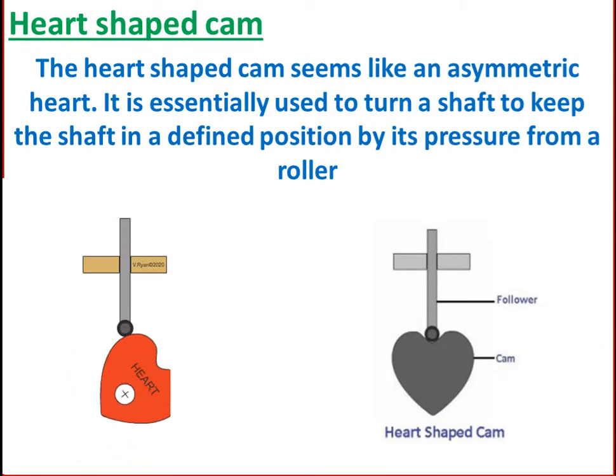Next is heart-shaped cam. The heart-shaped cam looks like an asymmetric heart. It is essentially used to turn a shaft to keep the shaft in a defined position by its pressure from a roller.